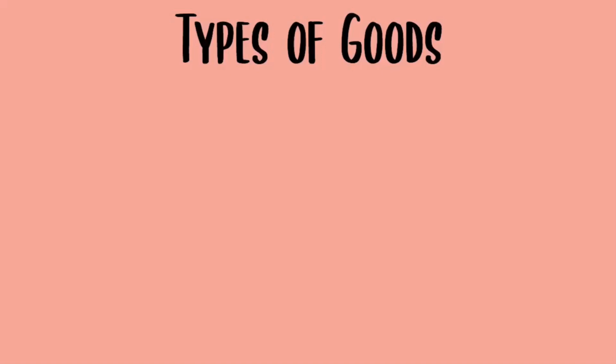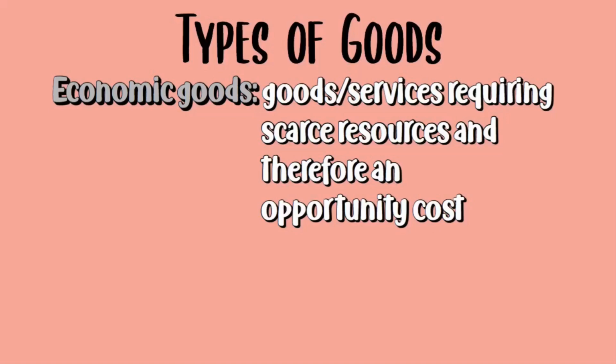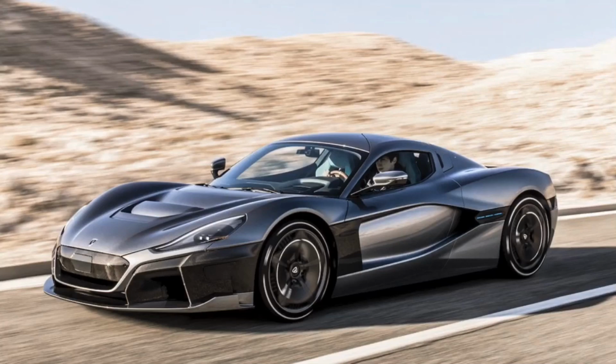Now let's talk about the types of goods. So there are two types of goods. The first is the economic goods. These are goods and services that require scarce resources and therefore have an opportunity cost. Examples of economic goods are cars and clothing.